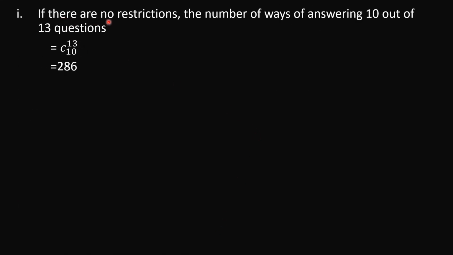If there are no restrictions, the number of ways of answering 10 out of 13 questions is just 13 combination 10, which is what? 286. Now this is what we are saying, that there are no restrictions, so any questions can be answered out of the 13 questions to get 10 questions. So far as you can get your 10 questions answered from the 13, you are free to go. So these are the number of ways you can answer 10 out of 13 questions. That is 13 combination 10.